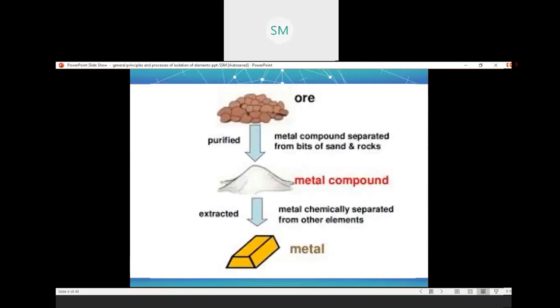From the ore, after removing the bits of sand and rocks, we get the metal compound. From the metal compound, we have to extract the metal by chemically separating the other elements.